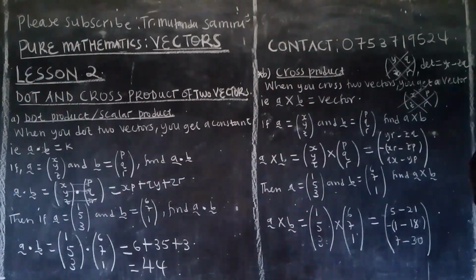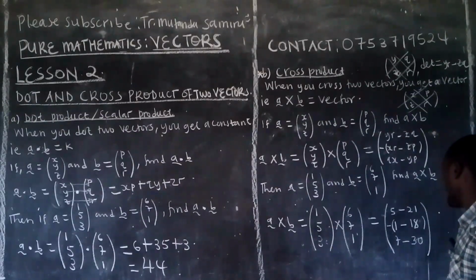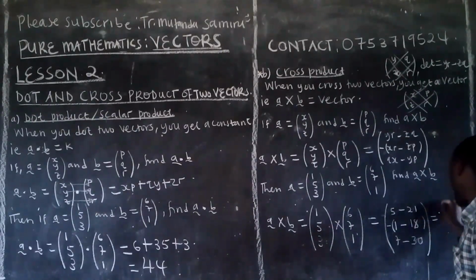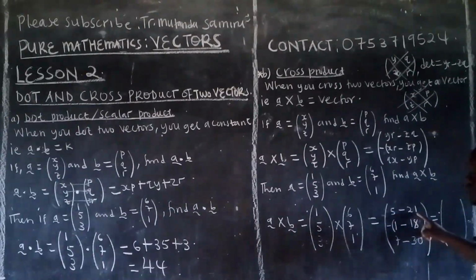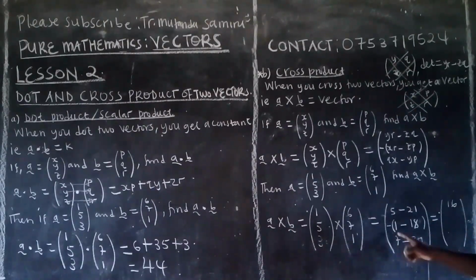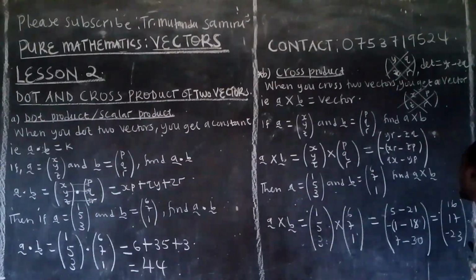Okay, good. Now, let's see what will be our final answer. Allow me to put it here. Our final answer: now I have 5 minus 21. I think I shall have a negative 16. Then here we have 1 minus 18 will be negative 17. Times this will be now 17. Then 7 minus 30 will be a negative 23. Are you seeing it is a vector again? A bit interesting.